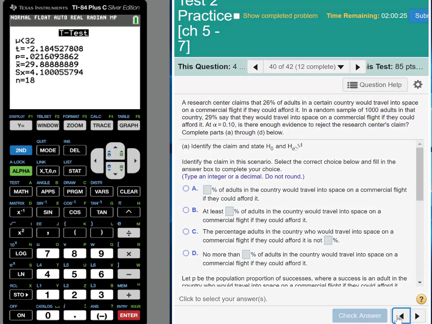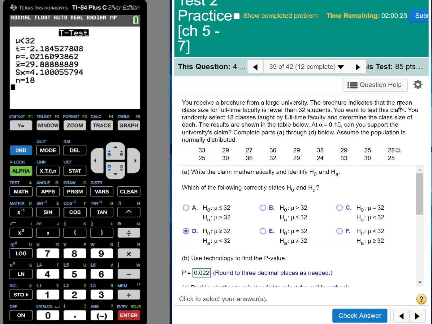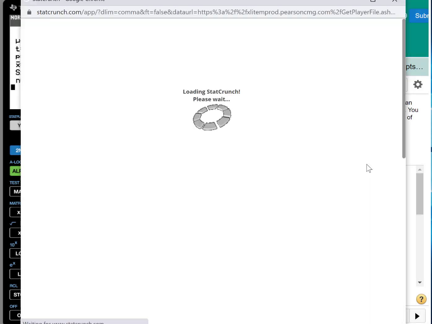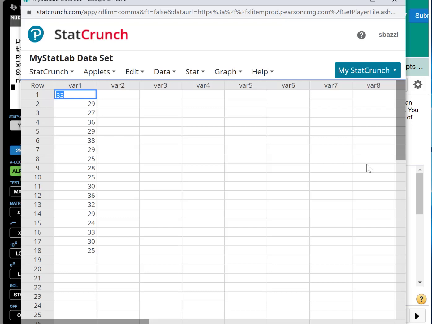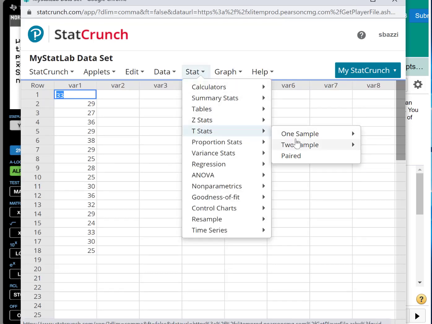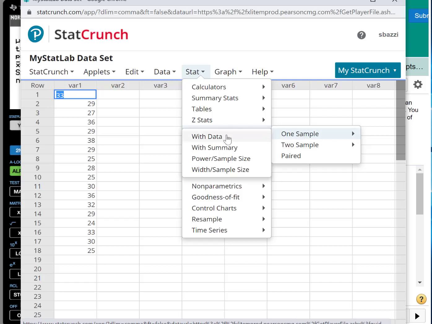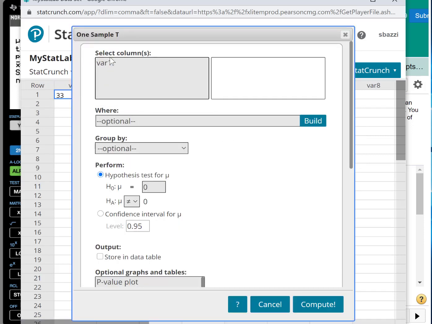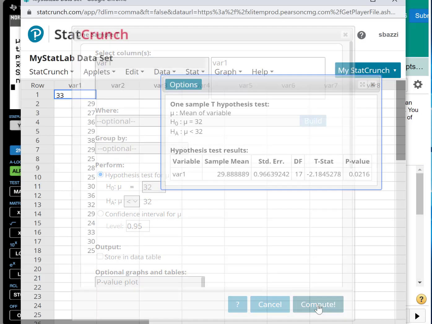I want to show you how you could have done this using StatCrunch. So just click here, open in StatCrunch, and go to Stat, T-stat, one sample with data. This is your variable one. What's the null hypothesis? 32. We want to test if it is less than 32. You choose the alternative less than and compute.